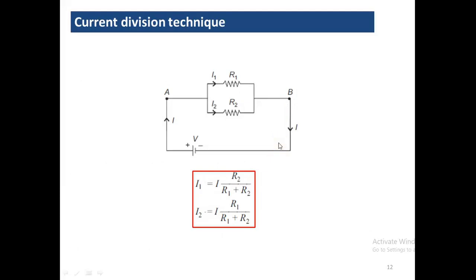Now let us see about the current division technique, which is applicable to the parallel combination of resistances. The total current is getting divided between these two resistors, and the individual current, if I want to find it, is equal to total current into opposite resistance divided by the total resistance. So here it is I into R2 divided by R1 plus R2. Similarly, if I want to find the current through resistance R2, it is nothing but I into opposite resistance R1 divided by total resistance, which is R1 plus R2.